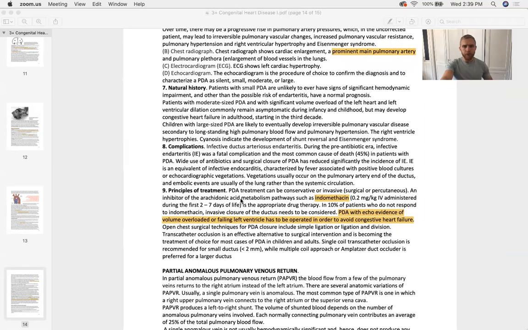Here's the treatment I was referring to with indomethacin. You basically give them an arachidonic acid metabolism inhibitor. So you want more prostaglandins in order to close that ductus through PGE2 signaling. And then you can treat it operatively in patients with failing left ventricles.